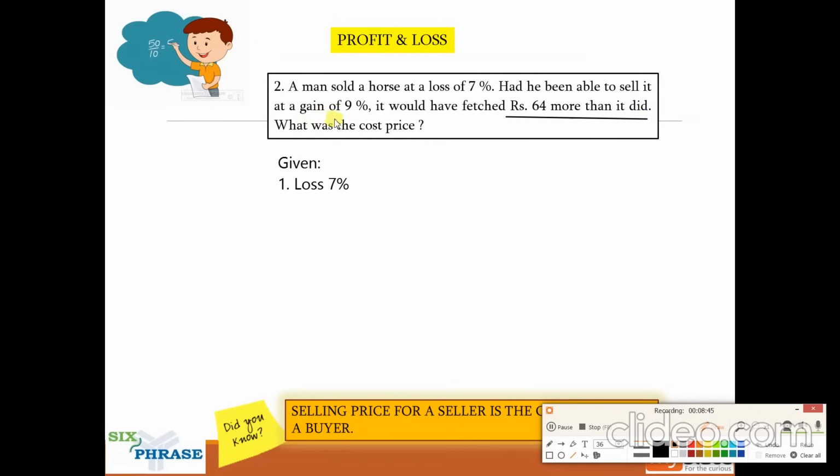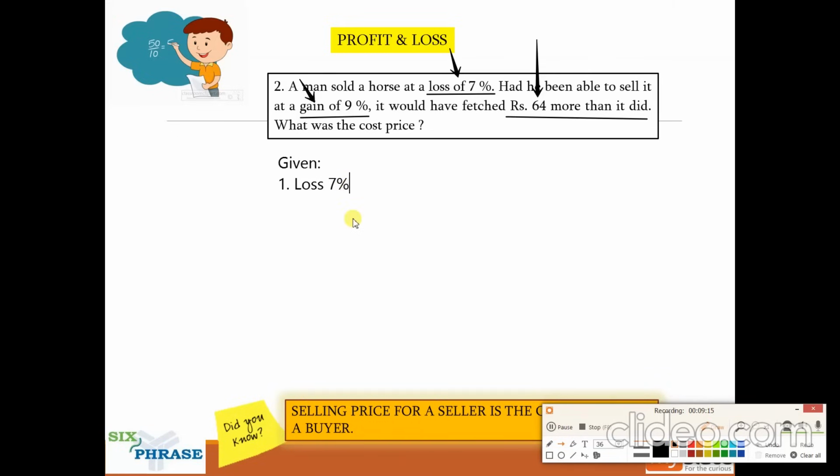Rupees 64 more than it did means, had he sold at a gain of 9%, see, by selling at a loss of 7%, he would get some amount, right? Similarly, by selling at a gain of 9%, he will get some amount. Now you subtract gain of 9% and loss of 7%. This amount and this amount, you will get 64. That is the meaning they are trying to convey here.